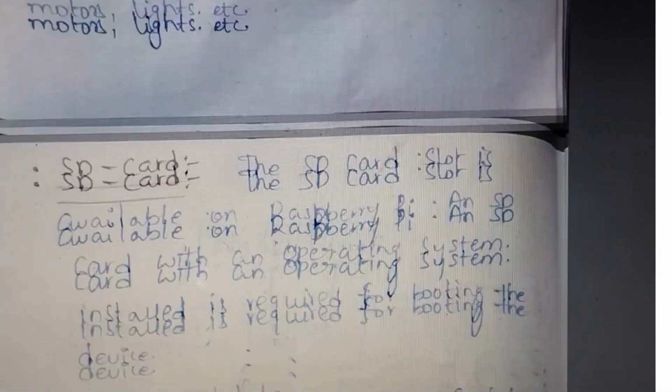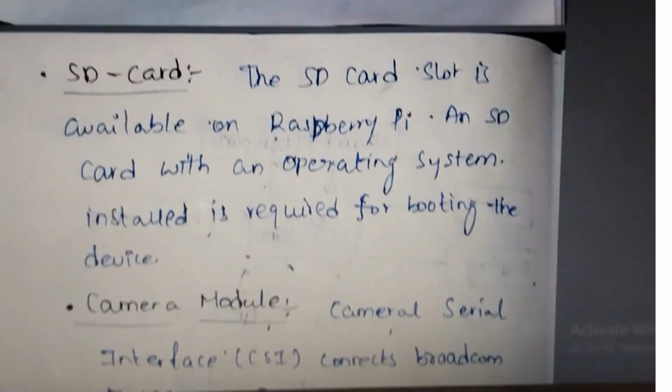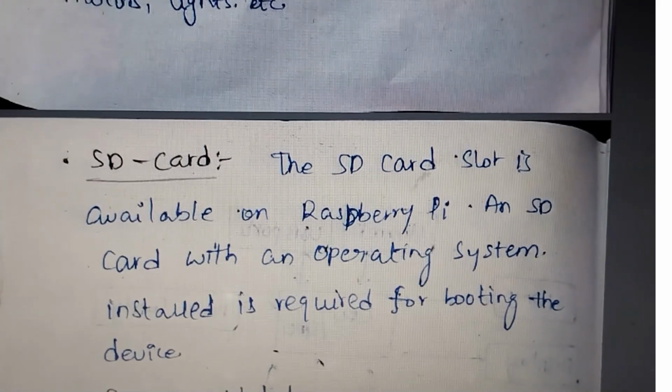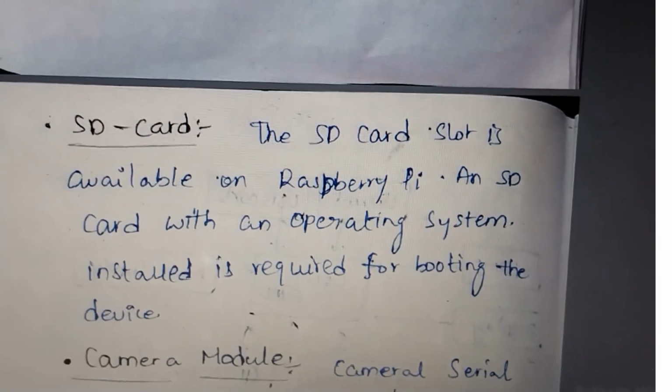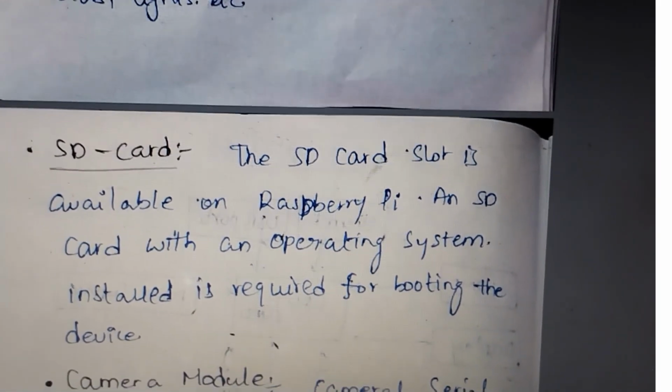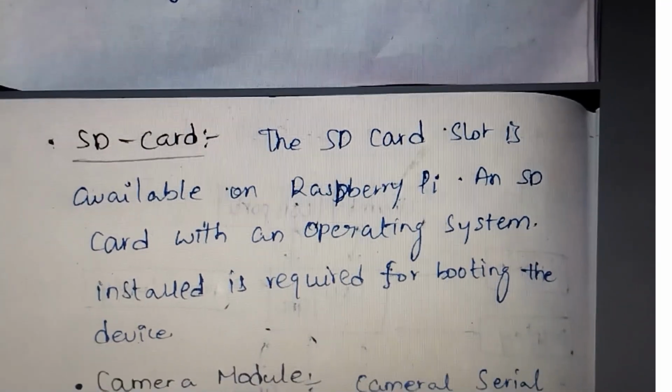The next one is the SD card. What is the purpose of the SD card? The SD card is what stores the data. So here also the SD card slot is available on the Raspberry Pi, and the card with an operating system installed is required for booting the device.